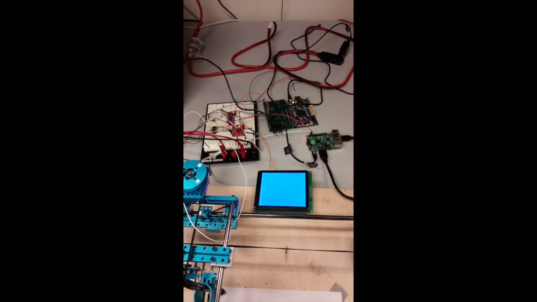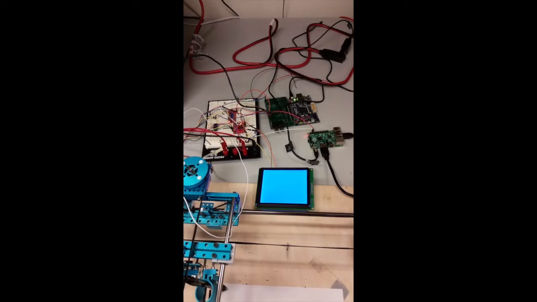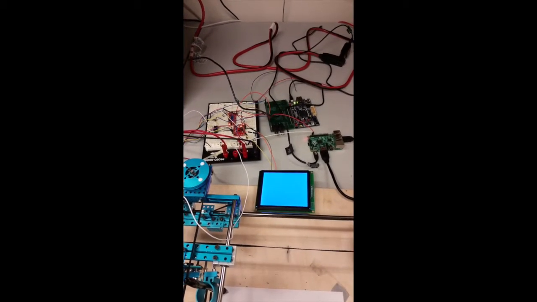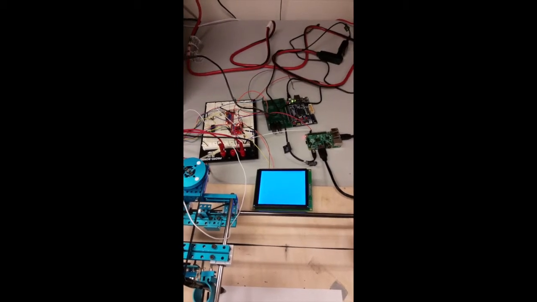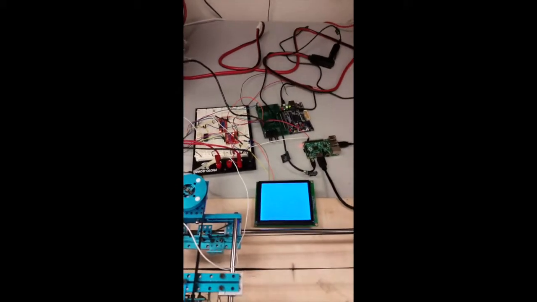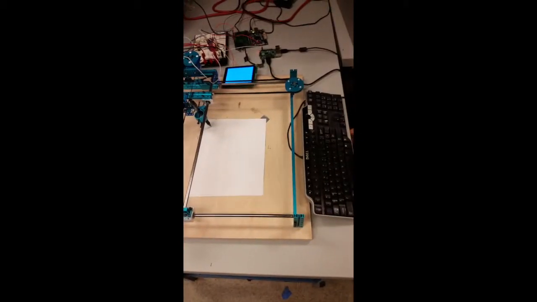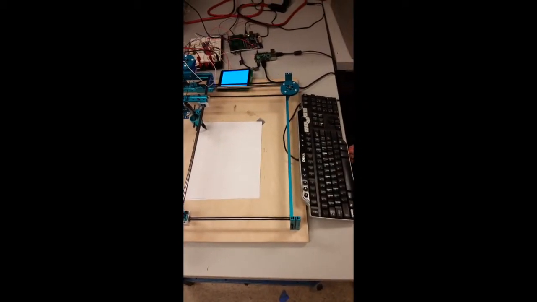All these boards are connected using a variety of different serial outputs and inputs. For the Raspberry Pi, we used a UART communication. For the SmartFusion, we used GPIO out to the stepper motors. I will now demonstrate the functionality that we have included in our device.